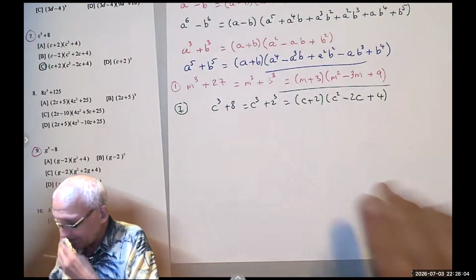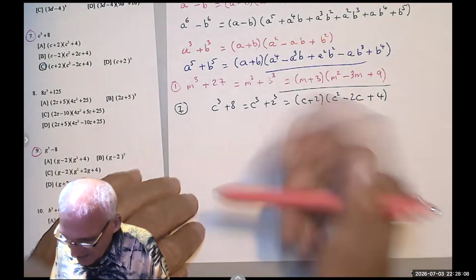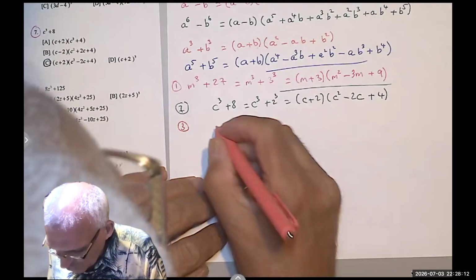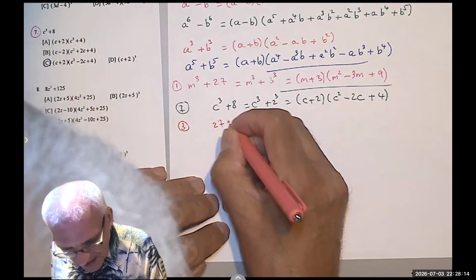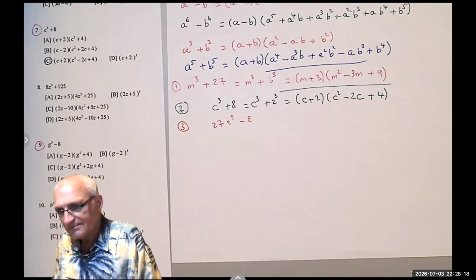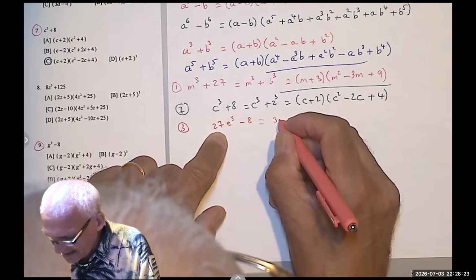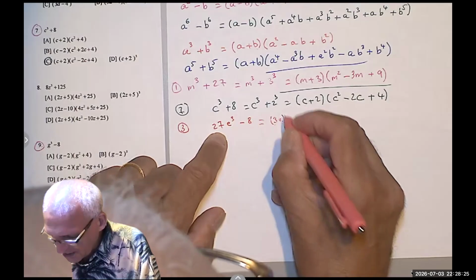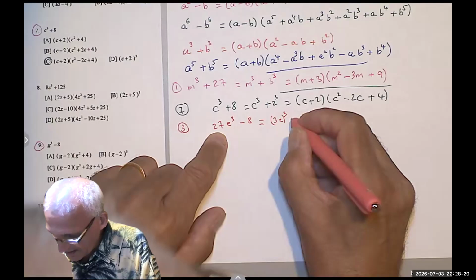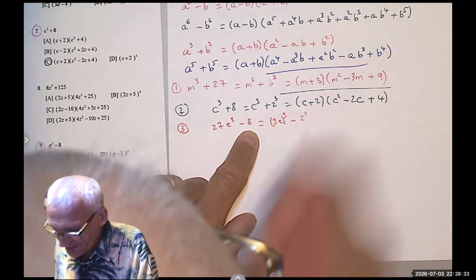Then we move to number 3. Number 3 says 27e cubed minus 8. Is that a perfect cube? Yes, it is 3e quantity cubed. So a here is 3e, and 8 is 2 times 2 times 2, or 2 cubed.